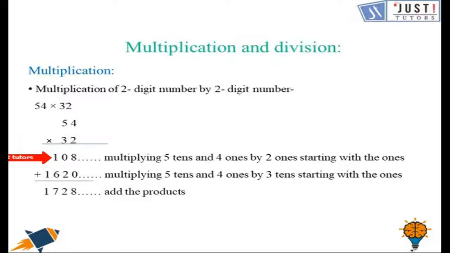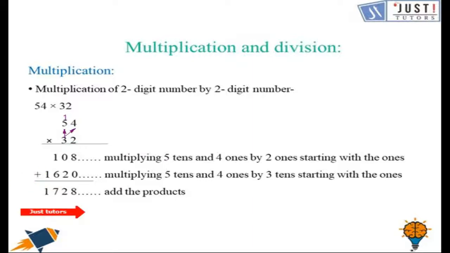So that is 108. Now we are going to move forward towards the tens place, and that is why we need to have 0 at the placeholder, because basically what we are going to do next is multiply 54 with 30, and that's why that 0 is there. Now the same steps again. We'll do 3 times 4, which is 12. So 2 goes there and you put the 1 on the top. And the next step is to do 5 times 3, which is 15, add the 1, which gives you 16.